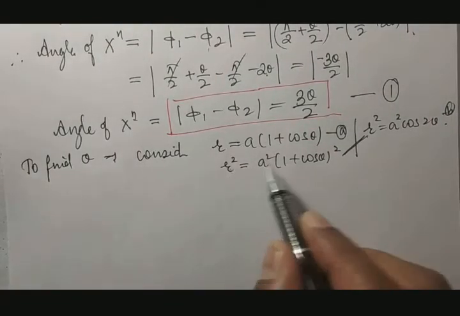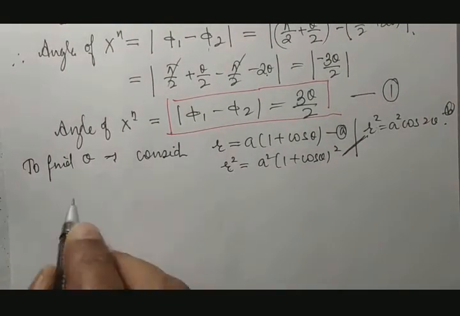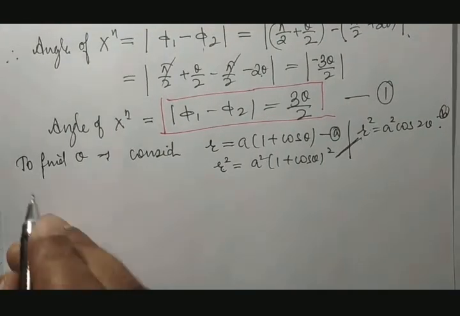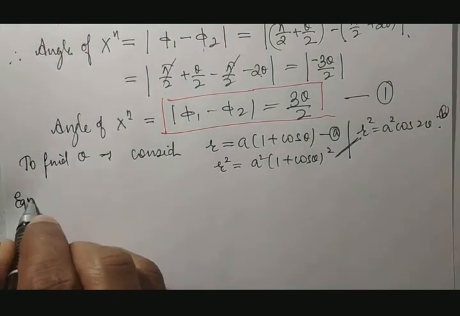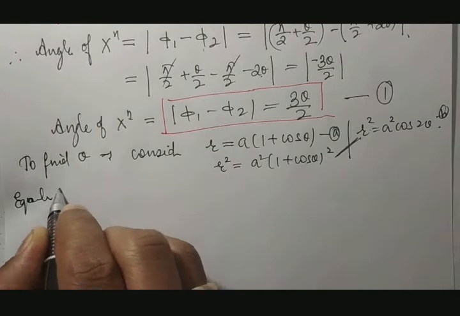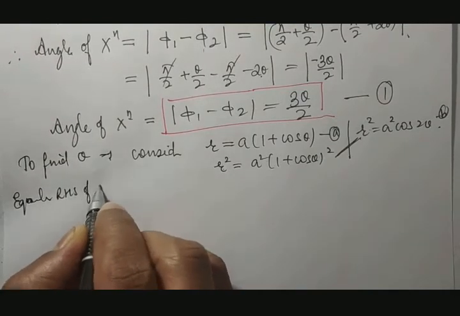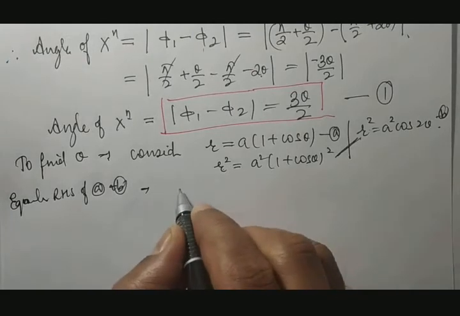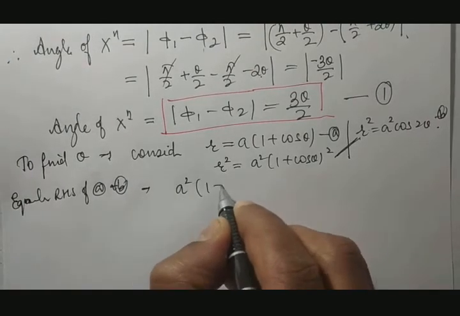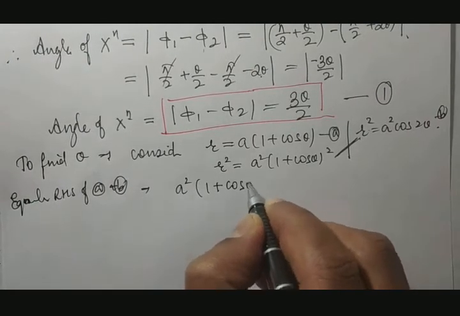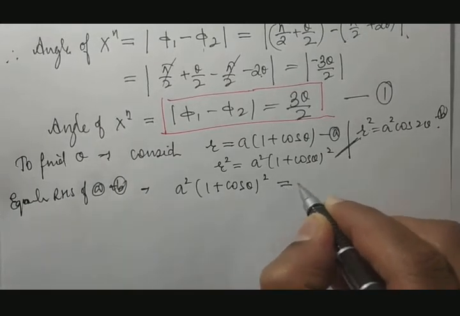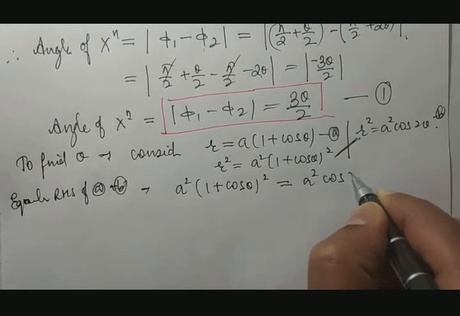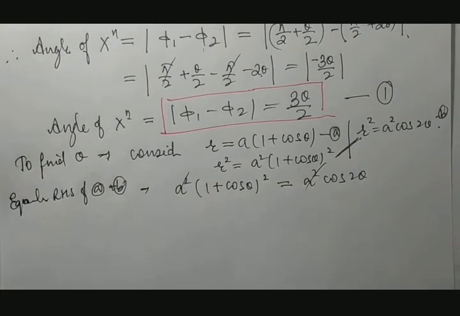We can see r square is equal to something, r square is equal to something. Therefore, equating RHS of equation A and equation B. Okay, what will it be now? a square into 1 plus cos theta whole square will be equal to a square into cos 2 theta. Here a square gets cancelled. Therefore, 1 plus cos theta.